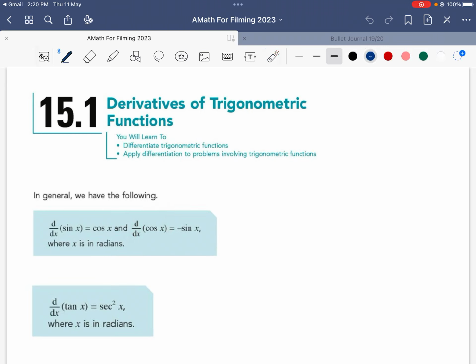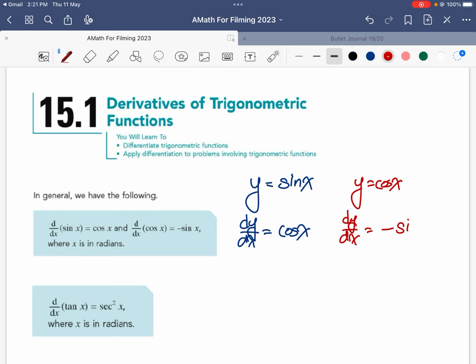So in a very quick nutshell, if y is equal to sine of x, differentiating y with respect to x will give you cosine x. Similarly, if y is equal to cosine x, differentiating y with respect to x will give you negative sine of x. Then the third one that we need to know about is tangent x. If you differentiate tangent x, differentiating y with respect to x, what I get is secant squared x.